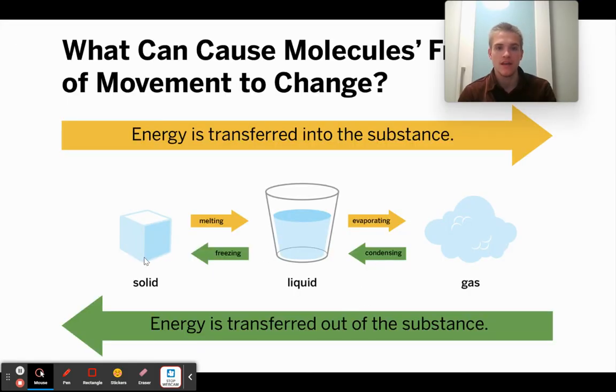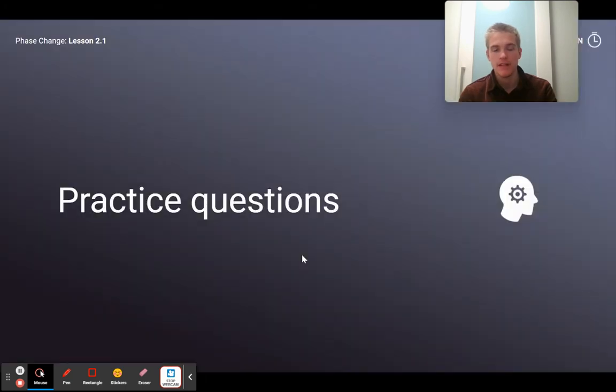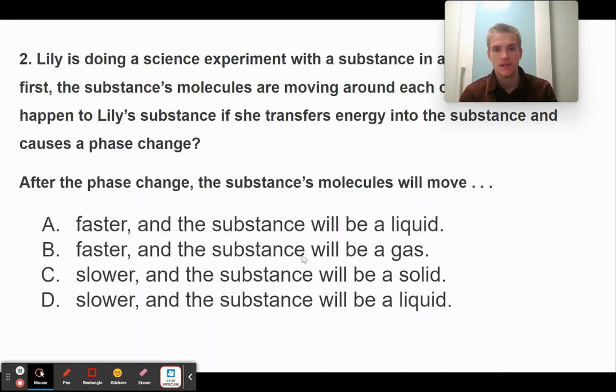Once again, when energy is transferred into the system, the molecules move faster, and it gets hotter. When energy is transferred out of the system, the molecules move less and less and move closer together, and they will become cooler. Let's do some practice questions.